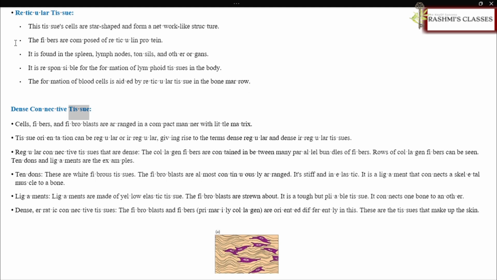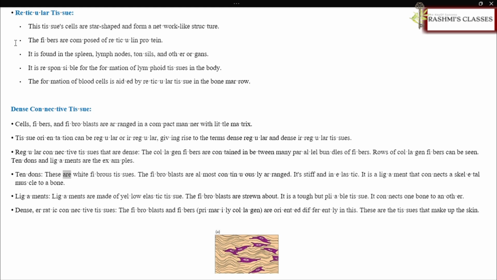Dense connective tissue. Cells, fibers, and fibroblasts are arranged in a compact manner with little matrix. Tissue orientation can be regular or irregular, giving rise to the terms dense regular and dense irregular tissues. In dense regular connective tissues, the collagen fibers are contained in between many parallel bundles of fibers. Rows of collagen fibers can be seen. Tendons and ligaments are the examples.